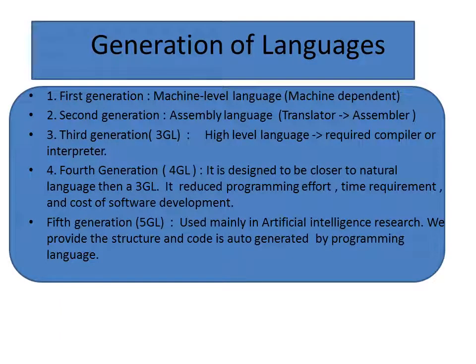If you look at the evolution of the computer languages, you will find it evolved in different generations: first generation, second generation, third generation, fourth generation, and fifth generation. The first generation we have discussed, they are machine-level language. They were the first languages we developed, using the 0 and 1 code. Then come the mnemonics, which are used in a language known as assembly language, and that assembly language also required a translator, called an assembler.